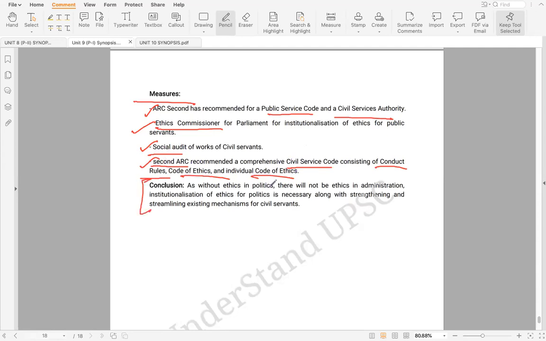Conclusion: without ethics in politics, there will not be ethics in administration. Therefore, institutionalization of ethics for politics is necessary, along with strengthening and streamlining the existing mechanisms of civil service.